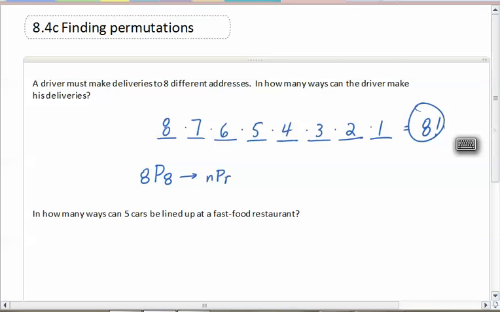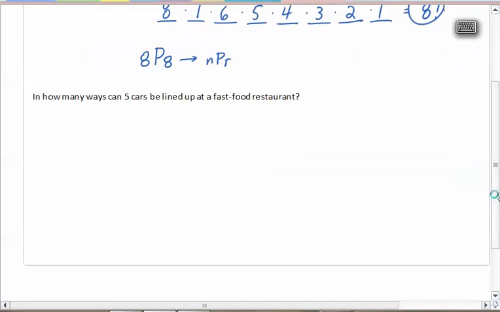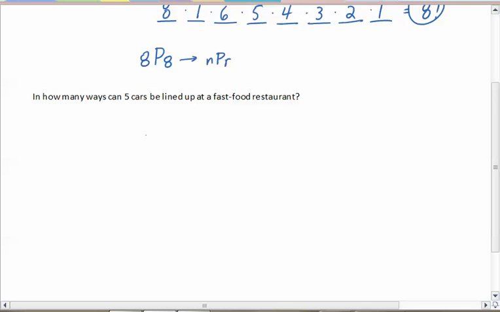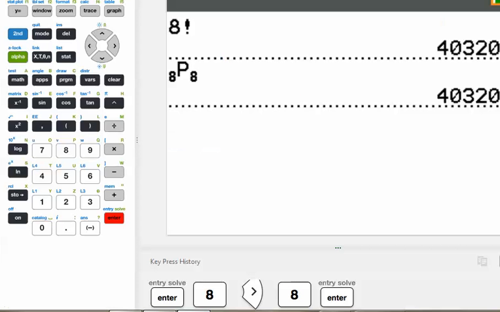So let's take a look at the next example. In how many ways can 5 cars be lined up at a fast food restaurant? We have 5 choices. Once we put the first car there, we only have 4 choices, then 3 choices, then 2 choices, and then 1 choice. In other words, we have 5 factorial. Or, if you wanted to say, we have 5 chosen 5 at a time, 5P5. Let's take a look.